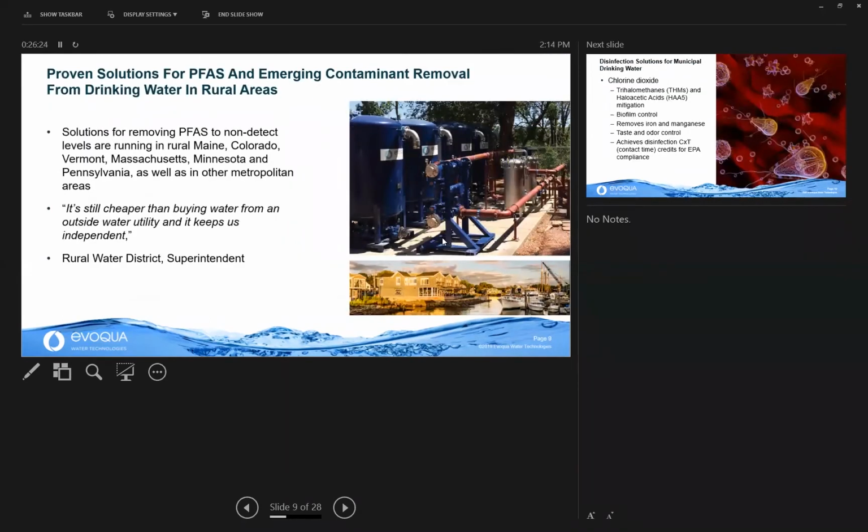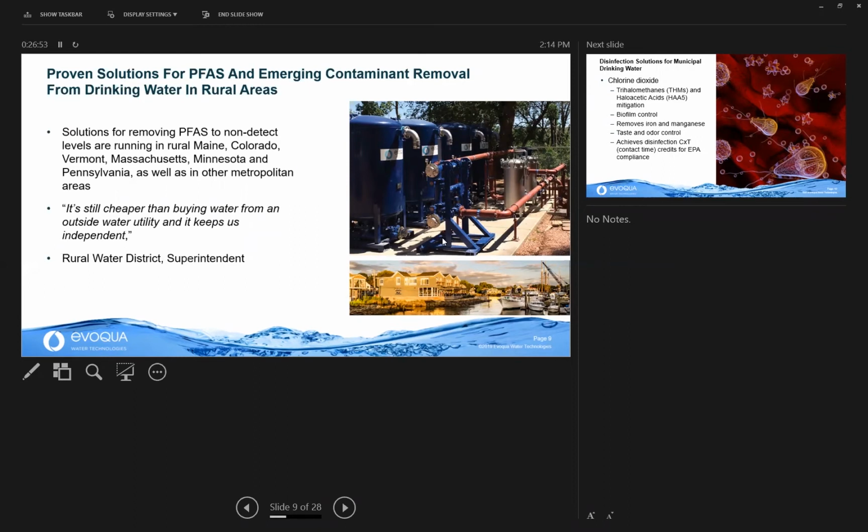Just a little bit more touching on PFAS since it is such a popular topic. The solutions that we have, carbon and resin, are capable of removing PFAS to non-detect levels. Evoqua is one of many providers out there, but in our case, we have systems operating in rural areas in Maine, Colorado, Vermont, Massachusetts, Minnesota, and Pennsylvania. We also have systems operating in metropolitan areas.